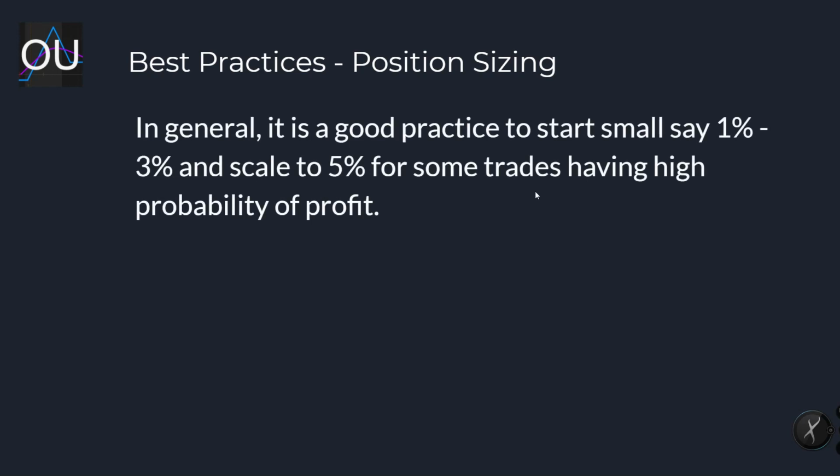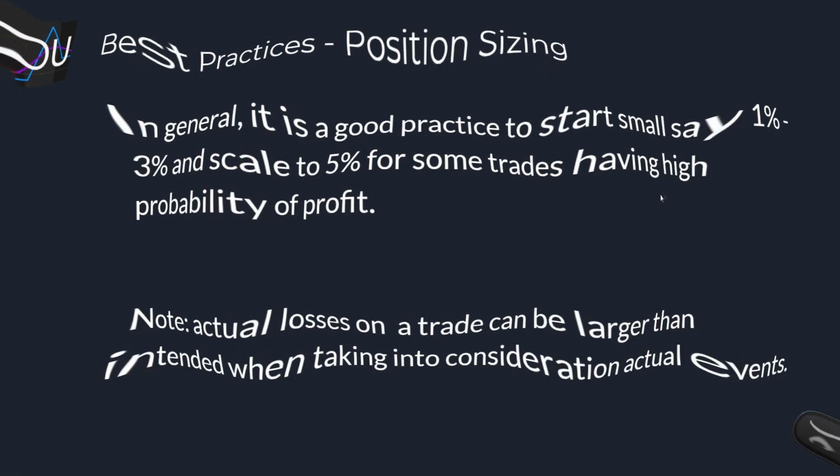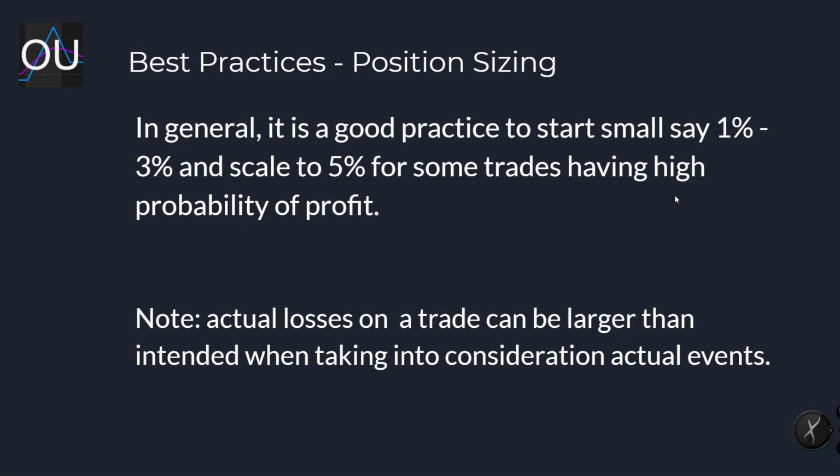So in general, it's a good practice to stay small, let's say 1% to 3%, and then scale to 5% for some trades having high probability of profit. Now, note, actual losses on a trade can be larger than intended when taking into consideration the actual events. For example, your position size will have a buying power reduction associated with it. Buying power reduction is what we're going to go over, so that you have a handle on why we use buying power reduction together with determining position size, and also trying to figure out how many trades you can allocate on any given portfolio.